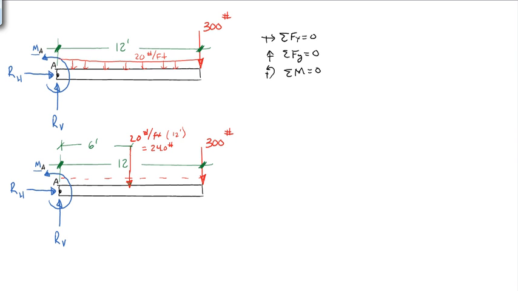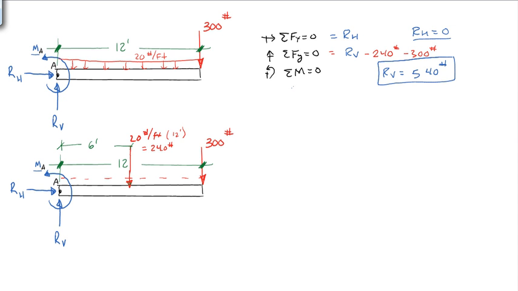Once again, sum of the forces in the x direction equals 0 equals RH. So RH is equal to 0. This time, for the sum of the forces in the y direction, we have an additional 240 pounds. So we get RV going up minus 240 pounds minus 300 pounds, and RV is equal to 540 pounds.